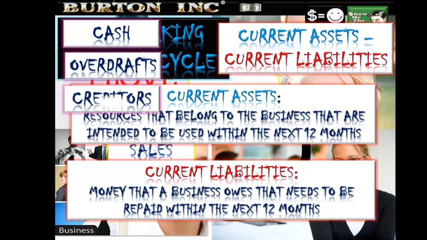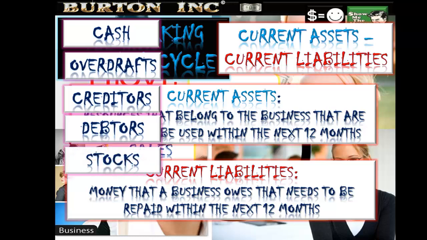Cash and overdrafts, creditors, debtors, stocks, and tax are all classic examples of current assets and current liabilities. Overdrafts, creditors, and tax are current liabilities; cash, debtors, and stocks are current assets. The only thing students get a little bit confused about sometimes is between creditors and debtors. Creditors, you owe the money to. Debtors, they owe you the money.